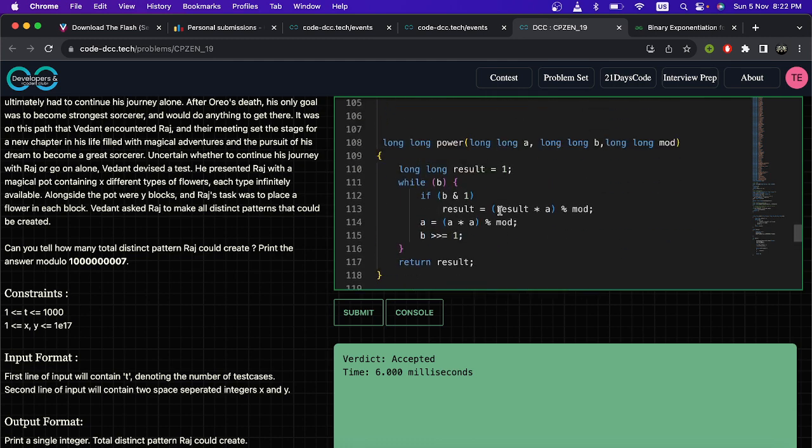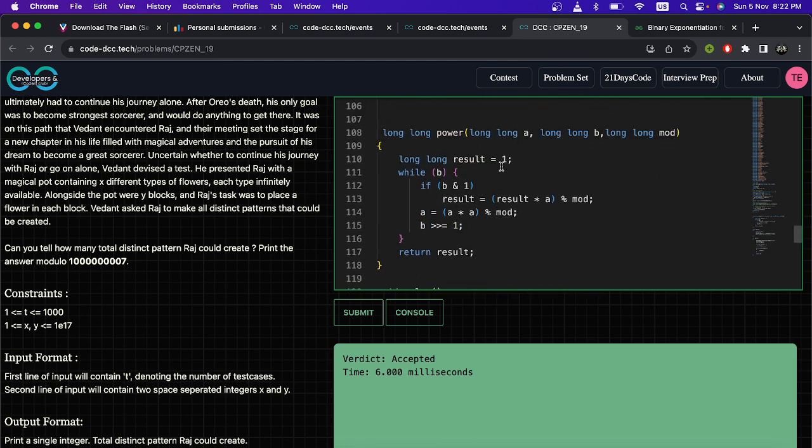I can show you the code for binary exponentiation here. You can use this and try to understand it, or later you can just read it by yourself and find it out.